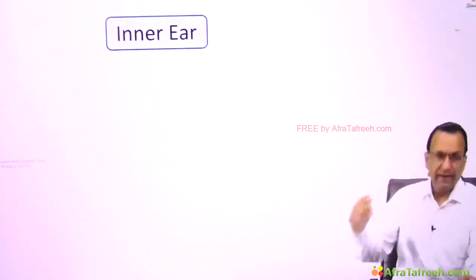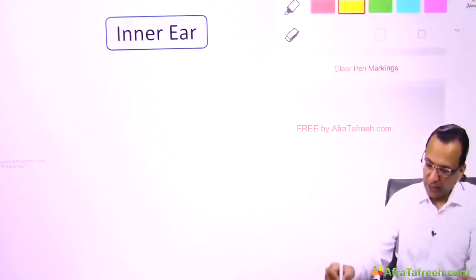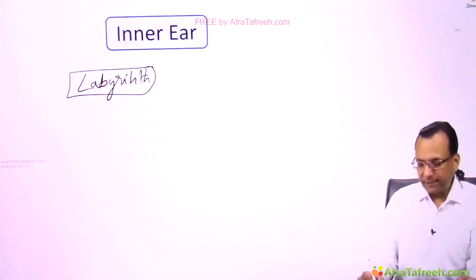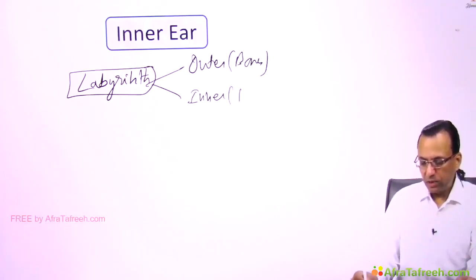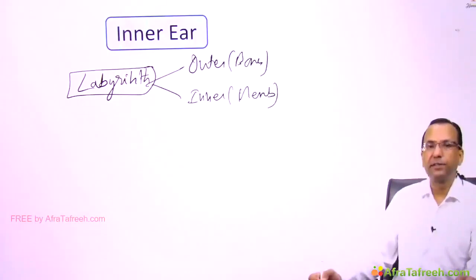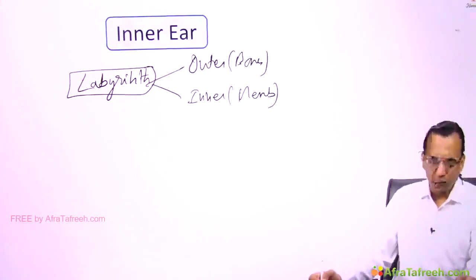Now, we are going to talk about the inner ear, which actually has a labyrinth. If you say it has a labyrinth, what labyrinth is it having? It has one outer, the bony labyrinth, and one inner, the membranous labyrinth. So outer is bony and inner is membranous. Right. What do you include there?